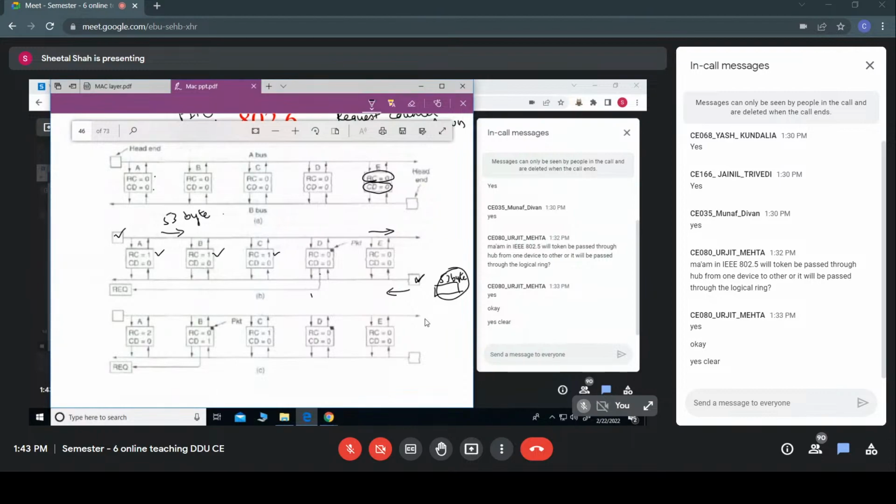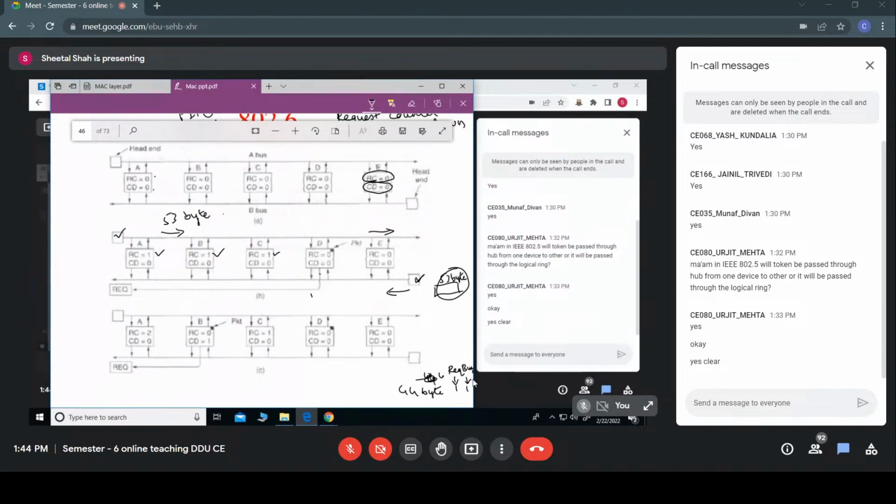Among this 53 byte cell, 44 bytes would be the payload field, and among the remaining bits, 1 bit is the request bit and the other bit is the busy bit.